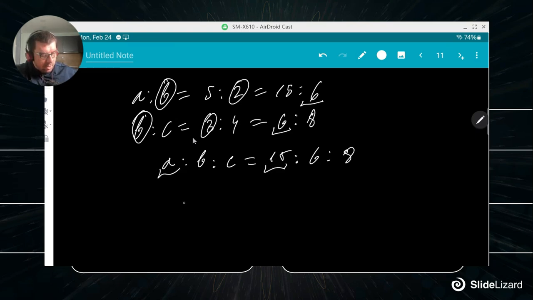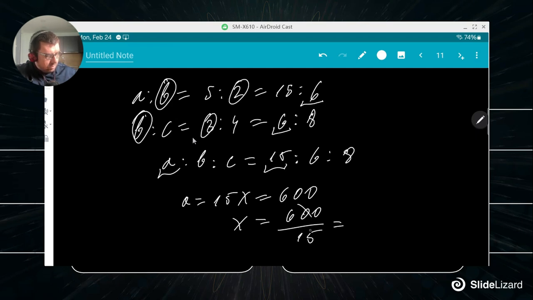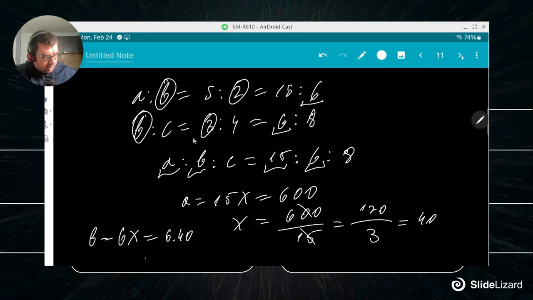So a equals 15x, which equals 600, so x equals 600 over 15, reduced by 5, 120 over 3, this is 40, and therefore the smallest number is b. So b, which equals 6x, equals 6 times 40, which is 240. And that's the answer.